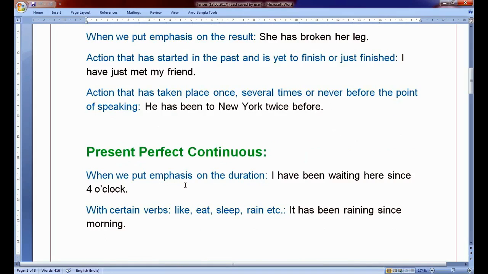Let us now talk about the present perfect continuous. The present perfect continuous puts emphasis on the duration of an action. Example, I have been waiting here since 4 o'clock. Over here, my key emphasis is on the time, that is 4 o'clock. How long I have been waiting? Since 4 o'clock, a long length of time. Secondly, the present perfect continuous is also used with verbs like eat, sleep, rain, etc. Example, it has been raining since morning.